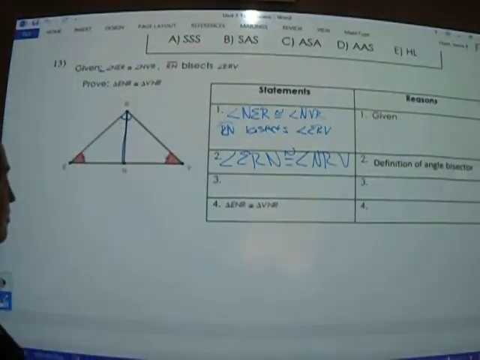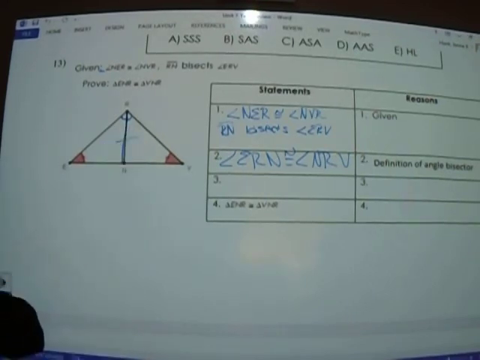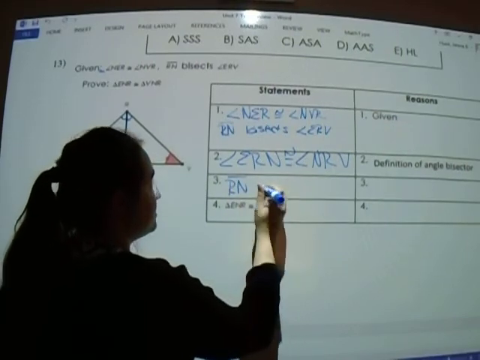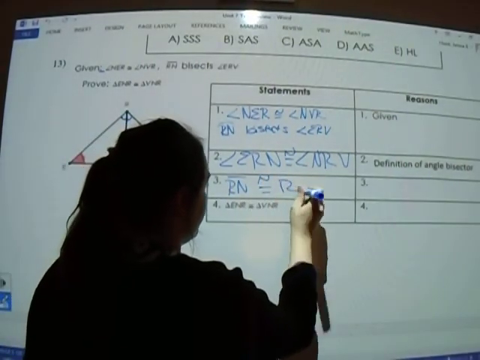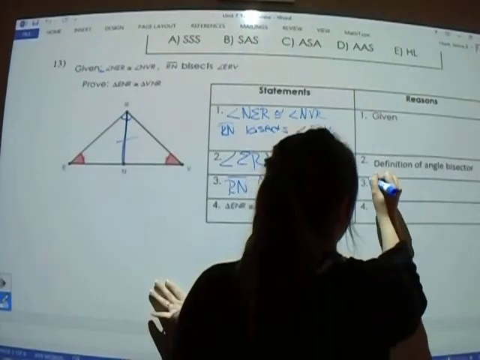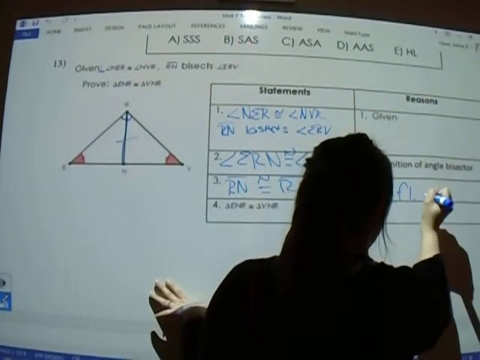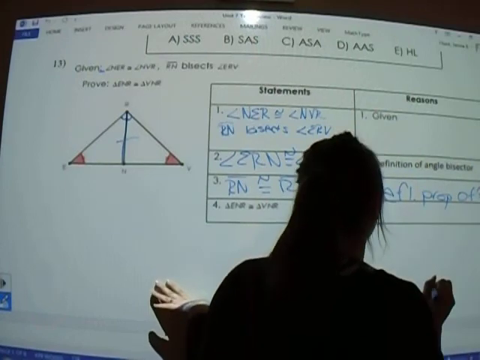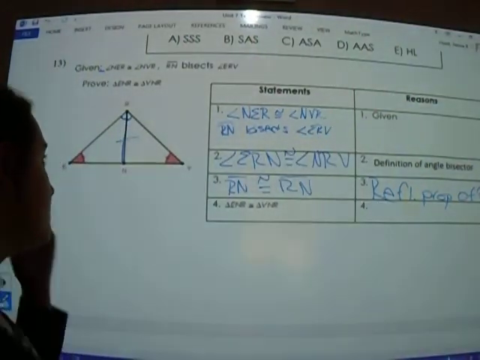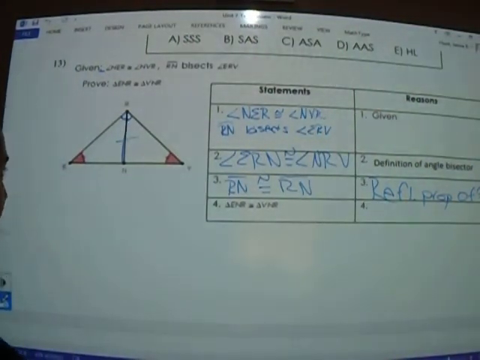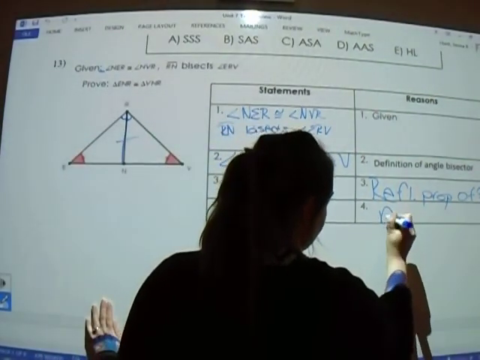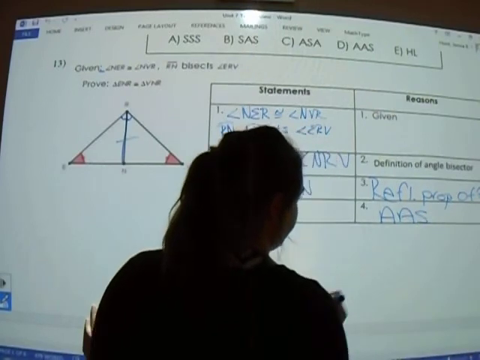Alright? So now we have another blank space. We can go ahead and say that's congruent to itself, right? RN is congruent to RN, reflexive property of congruence. And finally, we have what we were trying to prove, and we got that through angle, angle, side. Okay?